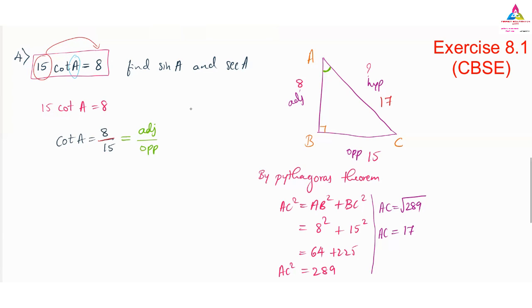Now, what they have told us to find, that we have to check. Here they have told us to find the sin A. So let us go for the sin A. Sin A formula is nothing but opposite side divided by hypotenuse. So here the opposite side is how much?